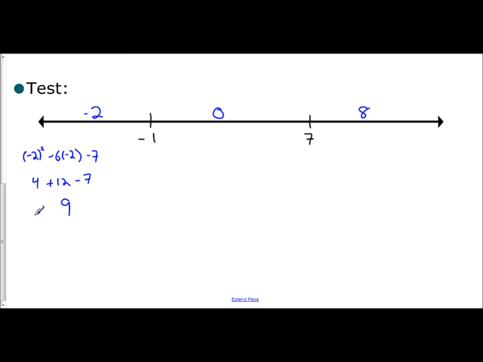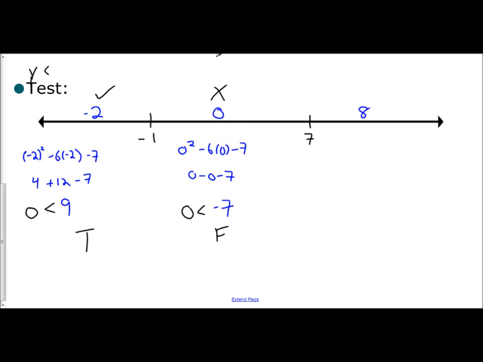The original inequality said that y is less than that expression. So, because you put 0 in for y, is 0 less than 9? And that is going to be true. 0 is less than 9. So that means this part is a solution space. If I were to plug in 0, you get 0 squared minus 6 times 0 minus 7. So 0 minus 0 minus 7 is negative 7. And so is 0 less than negative 7? That's false. So this is not part of the solution space.